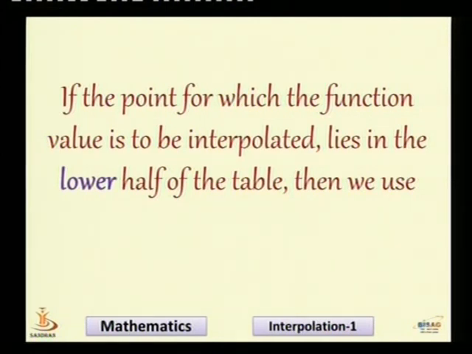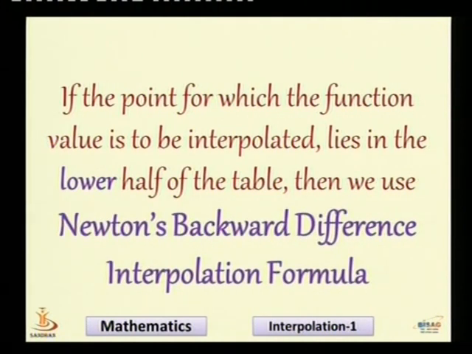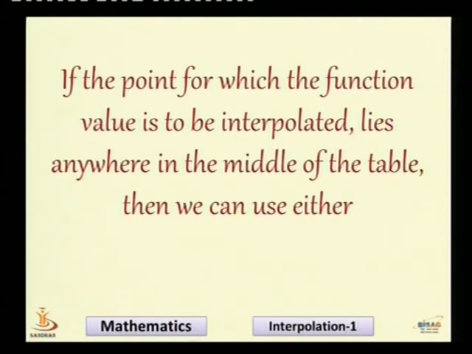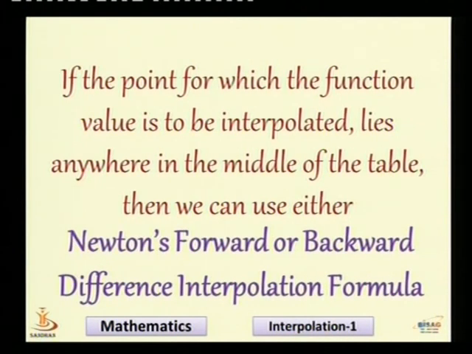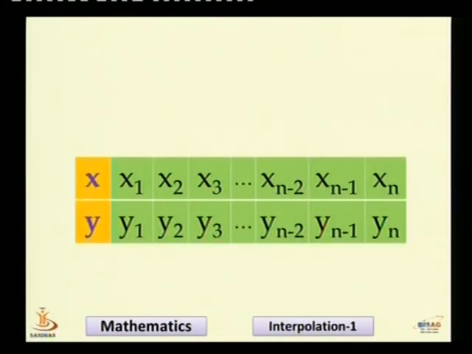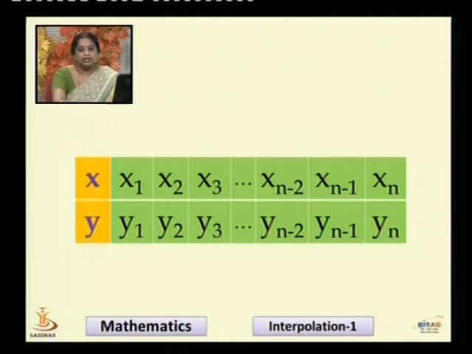If the point for which the function value is to be interpolated lies in the lower half of the table, then we can use Newton's backward difference interpolation formula. But suppose the point for the function is to be evaluated or interpolated lies anywhere in the middle of the table, then we can either use Newton's forward or Newton's backward difference interpolation formula. Let us have a graphical representation to understand this clearly.